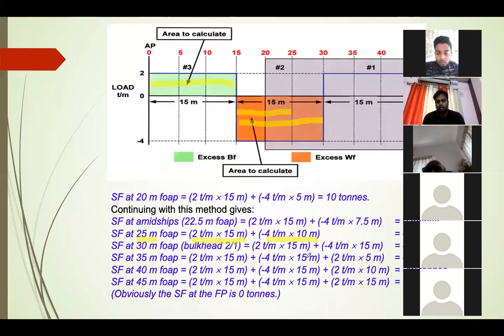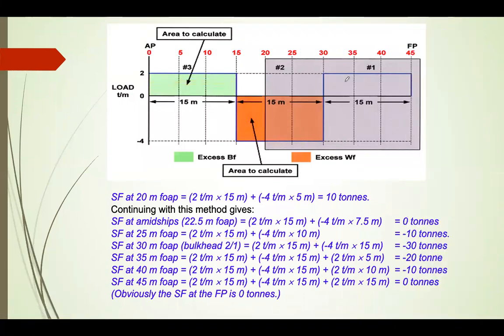It is basically, if you plot on the graph, it started from 0, went in the positive direction till 30, then came back to 0, then it is going in the negative direction. Now when you want to calculate at 35, you will have this 0 to 15 on the positive side, from 15 to 30 on the negative side. That is basically 2 tons per meter into 15 plus minus 4 tons per meter into 15 up to this. And again, you will have on the positive side plus 2 tons per meter into 5 meters. That is up to 35.